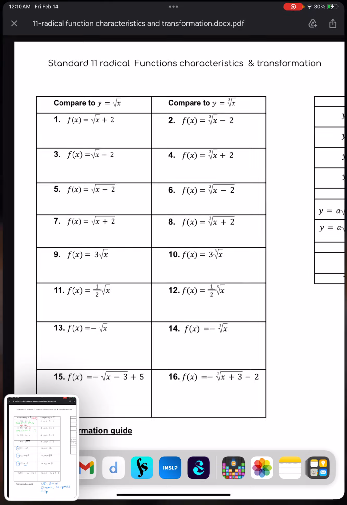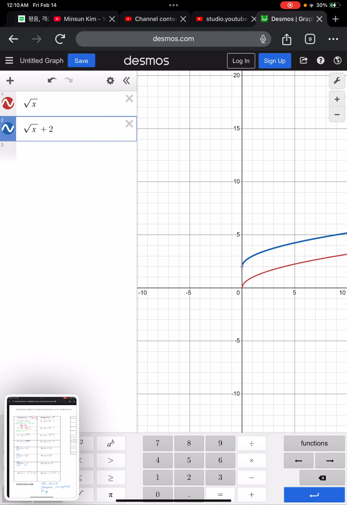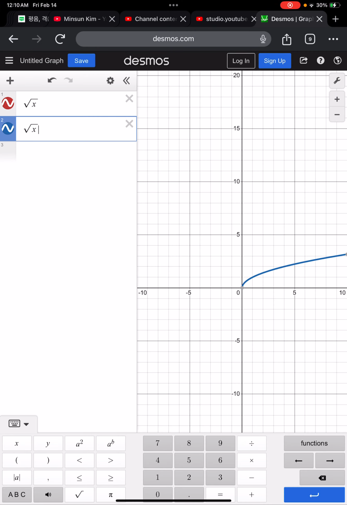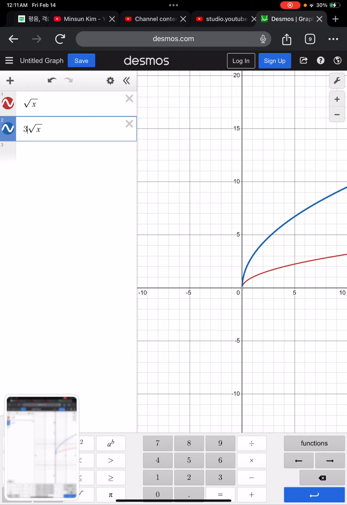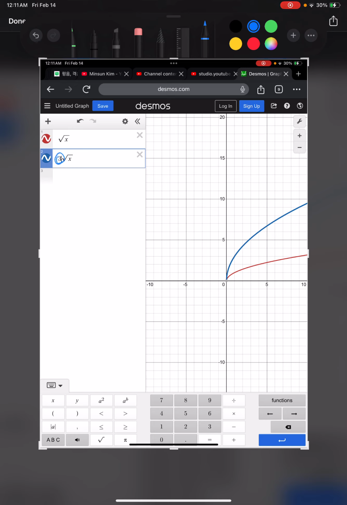For number 9, you can stop the video and do it yourself and maybe check later. If you have 3 over there, you see your graph is much taller. So we use the verb stretch, and you're going to write stretch by that number, 3. You see the endpoint hasn't changed. Only your graph has been dilated.